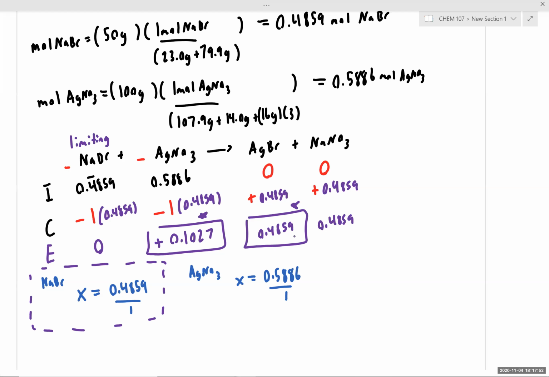And the best part about this method is it's scalable. No matter how many different species you have in your reaction, the ICE table can calculate them all simultaneously. Does this process make sense?